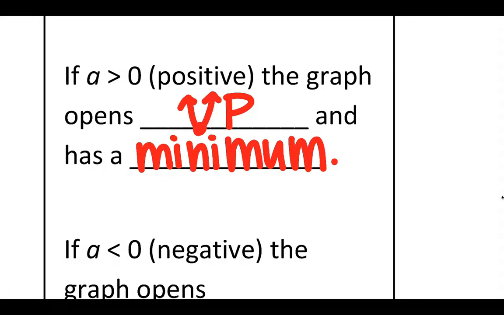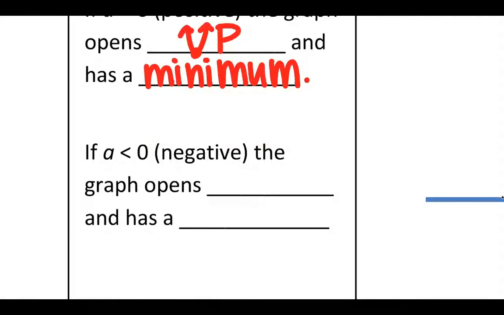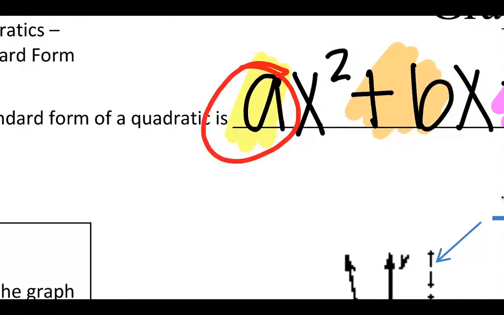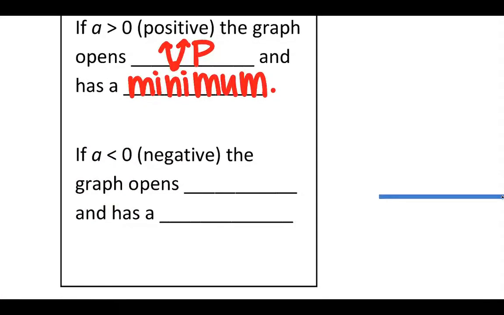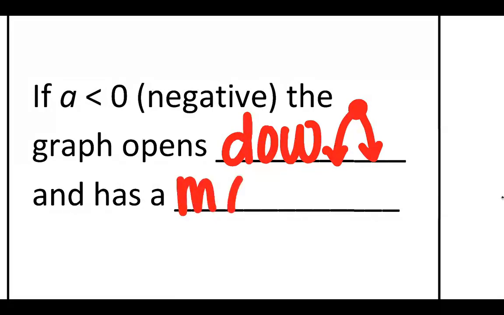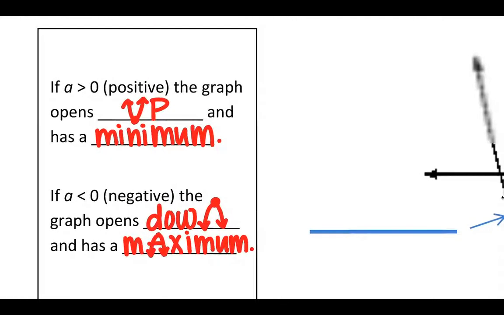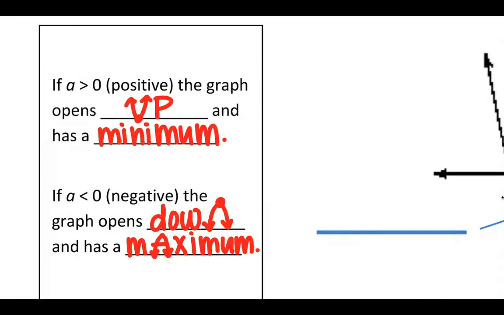Vertex is a minimum. Now, if a is less than 0, aka it is a negative, so we're talking about this a term again, if this is a negative number, that means your graph is going to open downwards. And then you've got your vertex way up here, which is actually the highest point on your graph. So now you've got a maximum. So again, we talked about that on Friday. Up is a minimum, down is a maximum.